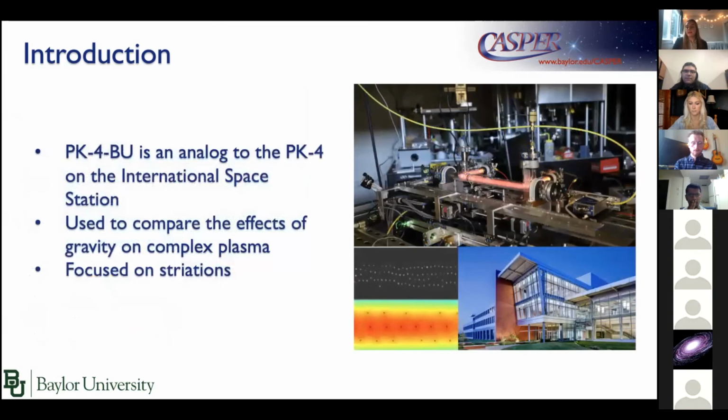This brings us to Baylor University's PK4BU, which is a ground analog to the International Space Station's PK4. The difference between PK4 and the PK4BU, other than one being on Earth and the other in orbit, is the accessibility of the PK4BU, because it allows us to have access to the electronic circuitry and the camera and diagnostic instrumentation.